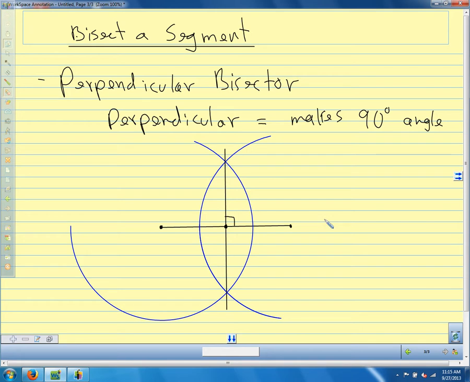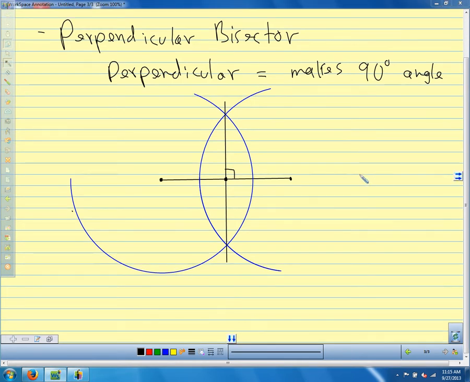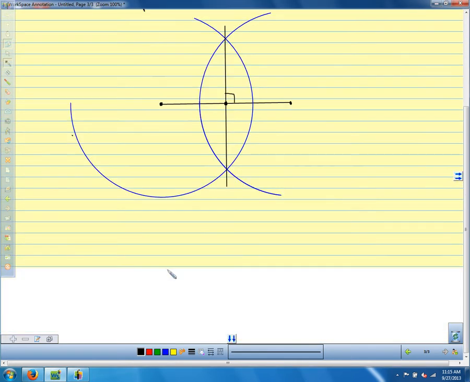So for perpendicular bisector, the key is to open it more than halfway. That's the one where we open it more than halfway. All right, let's do that one again. I'll do it sideways this time. Here's my segment. Doesn't matter how the segment's situated. We want to make the perpendicular bisector.